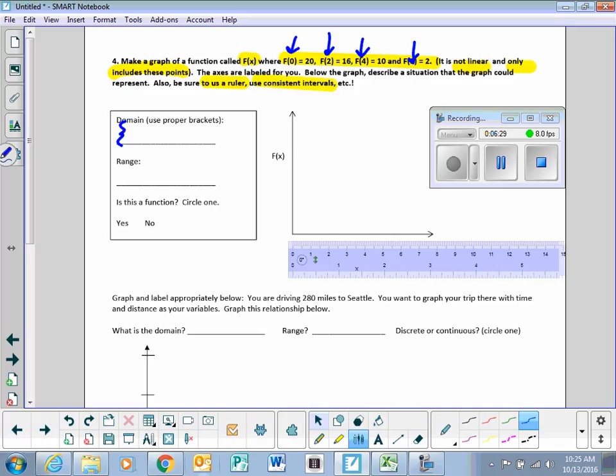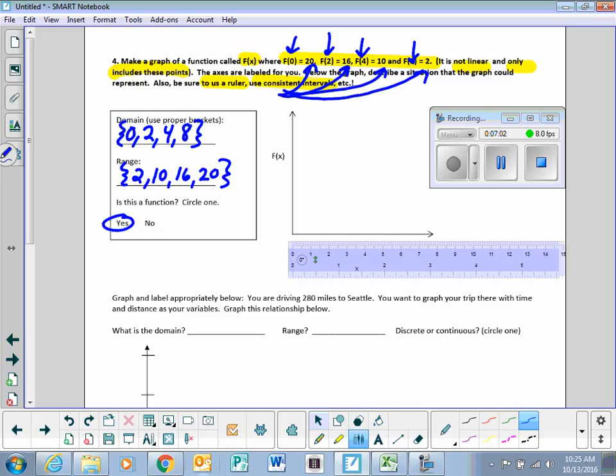Are those discrete inputs? Yes, it said it's only those points. I was disappointed at how many people missed these. I thought this was an easy problem, straightforward. Those are my inputs. What are my outputs? 20, 16, 10, 2. Doesn't matter what order you put them in. Okay? There we go. They're set. They're specific points only. Is this a function? Yes. For each input, there's exactly one output.